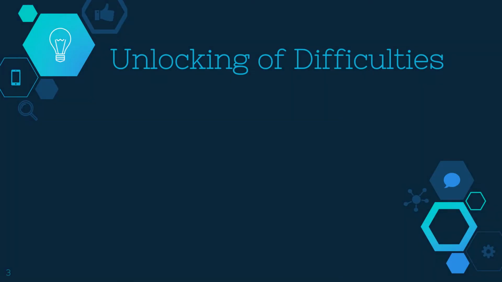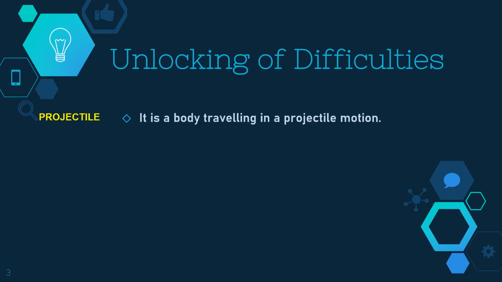First, let's start with unlocking of difficulties. So I have here a set of statements and you have to identify what those particular statements are all about. Let's start with this one. It is a body traveling in a projectile motion. The answer is projectile. Let's move on to the next question.